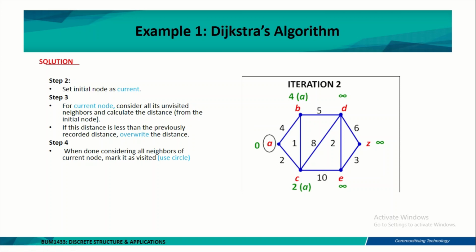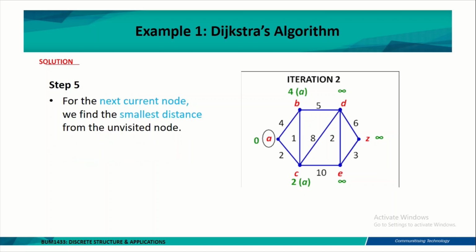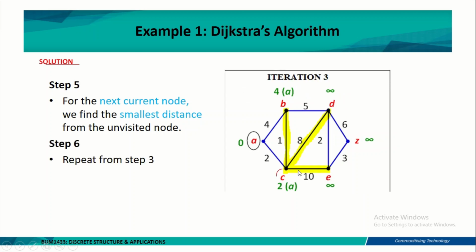Okay, for step 5, for the next current node, we need to find the smallest distance among the unvisited nodes. We are already done with A, so we need to see whether B or C is our next current node. B has the distance 4 and C has the distance 2, so C has the smallest distance. Our next current node is vertex C, so we repeat from step 3.